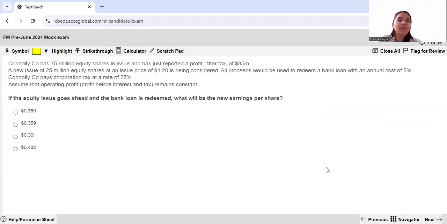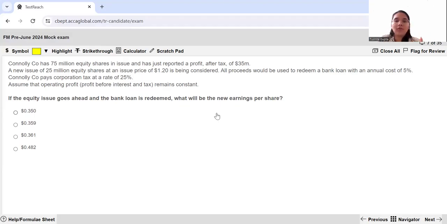Moving ahead to question number 7, Connolly Company has 75 million equity shares in issue and has just reported a profit after tax of $35 million. A new issue of 25 million equity shares at an issue price of this much is being considered. All the proceeds would be used to redeem a bank loan with an annual cost of 5%. Connolly Company pays corporation tax at the rate of 25%. Assume that the operating profit, which is nothing but your PBIT, remains constant. If the equity issue goes ahead and the bank loan is redeemed, what will be the new earnings per share?